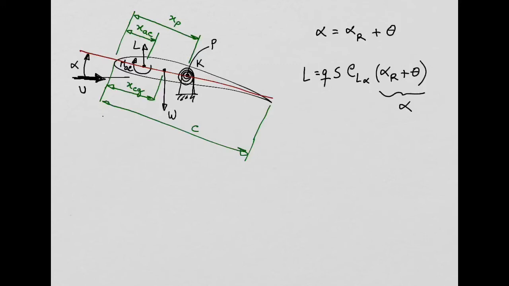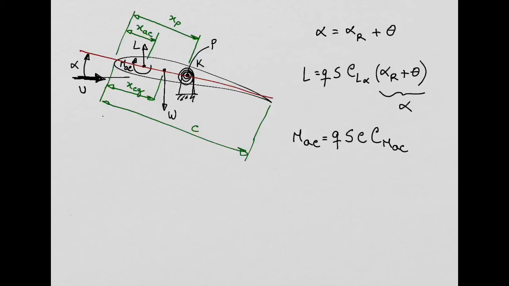Another thing we need to consider is the moment at the aerodynamic center, which is given by the dynamic pressure times the area of the wing times the chord times a pitching moment coefficient. Okay? This is the equation that you learned, I think, in aerodynamics for the moment at the aerodynamic center.